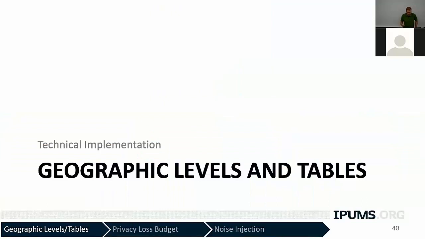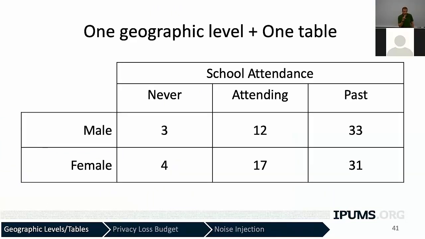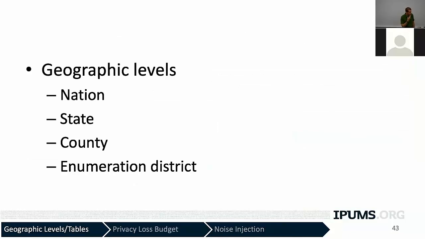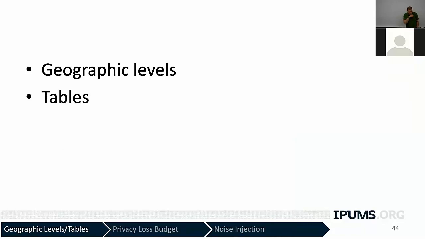So let's talk about geographic levels and tables. In our toy example, we have one geographic level. It could be a county, it could be a census tract. We have one geographic level, and we have one table. In the 1940 data, it's a little more complicated. The Census Bureau in the software has 4 different geographic levels: the nation, the state, the county, and the enumeration district. And these nest within each other. Enumeration districts nest within counties, counties nest within states, states nest within the nation.